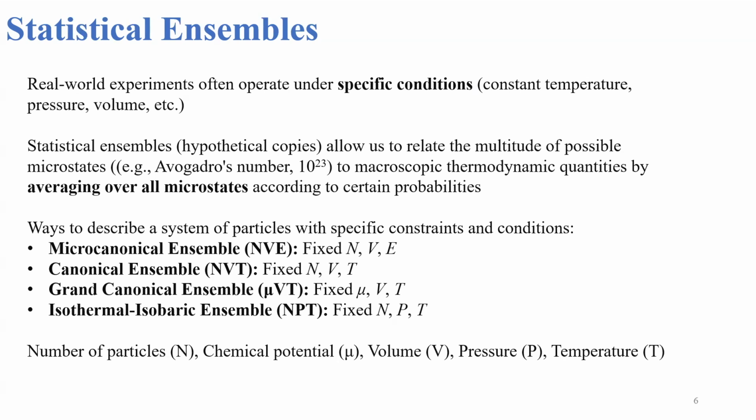volume, but we may allow the energy to change, while keeping the temperature constant. So this again depends on the problem you're trying to solve. There is also something called the grand canonical ensemble, and here we have a fixed chemical potential instead of the number of particles, and volume and temperature.